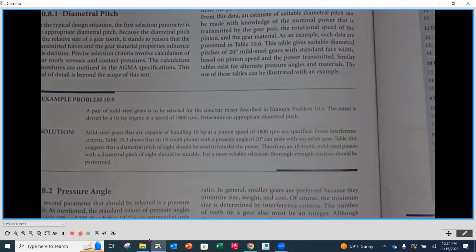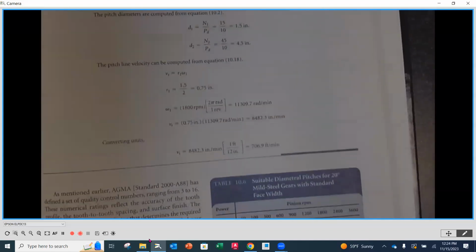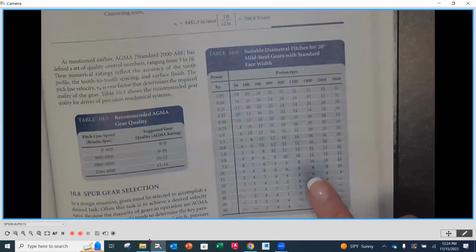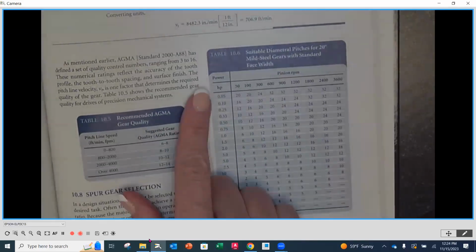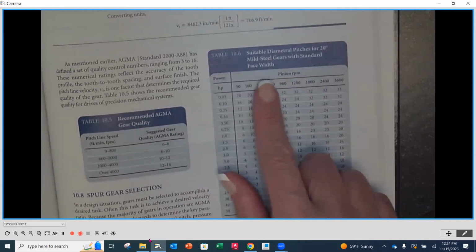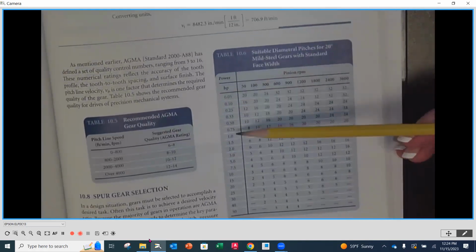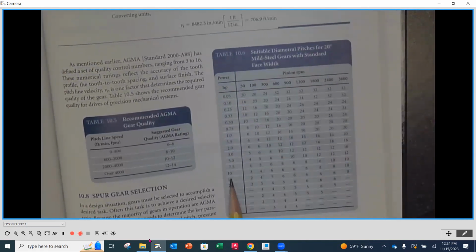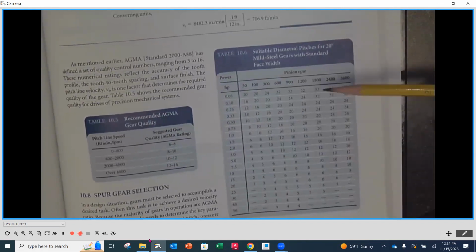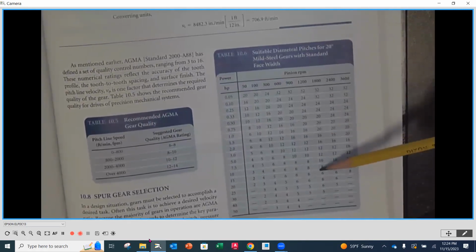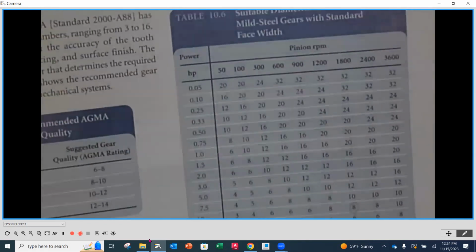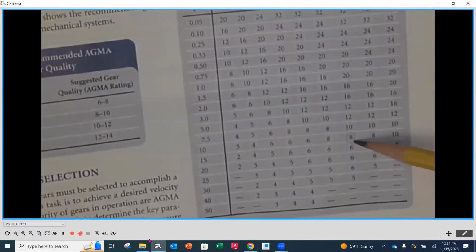So if we look at that chart on page 275, this one right here, we want to line up the horsepower with the pinion speed. Okay, I have to look back. How much horsepower? I know it was 1800 RPM. So it's a 10 horsepower. So we're going to go down until we find 10 in that column, and then we're going to go over to the 18. And it looks like they meet at a diametral pitch of 8. Okay, a diametral pitch of 8.